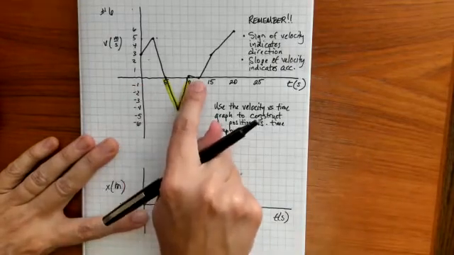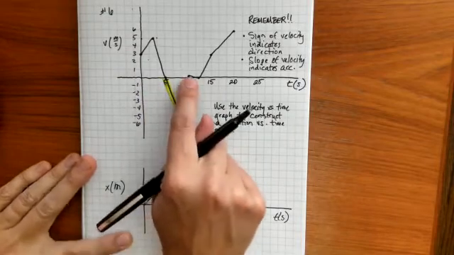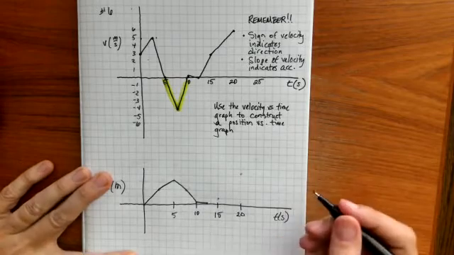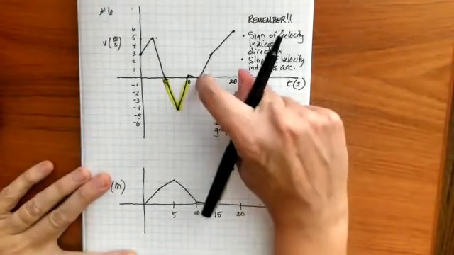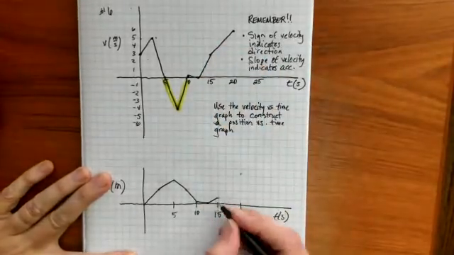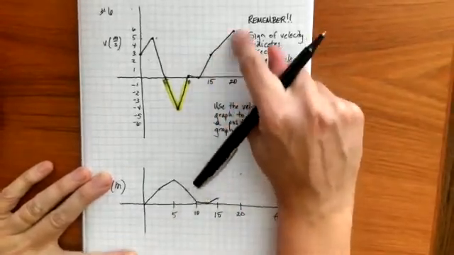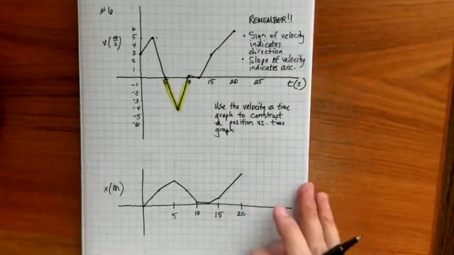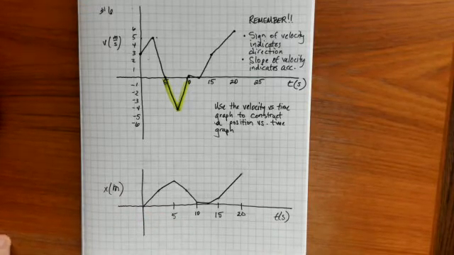Now, right here is interesting as well, because the velocity is about 0. So we can say that it's pretty much stopped there. Then we have a velocity in the positive direction. And then the velocity is still positive, like that.